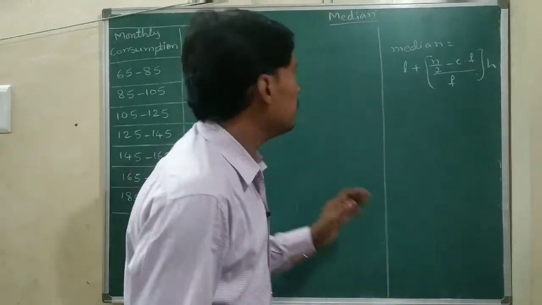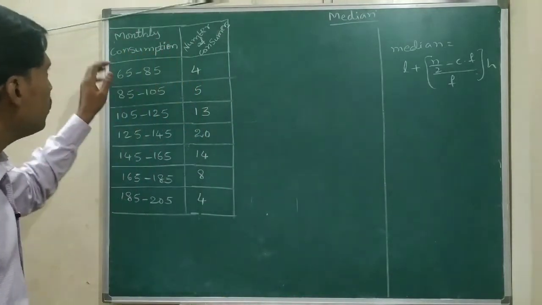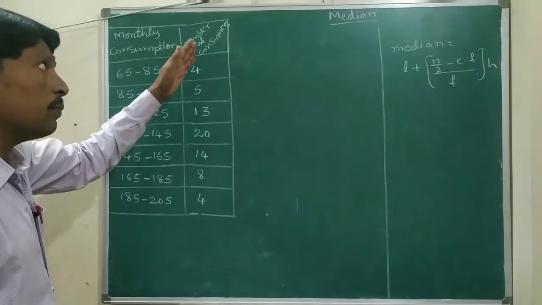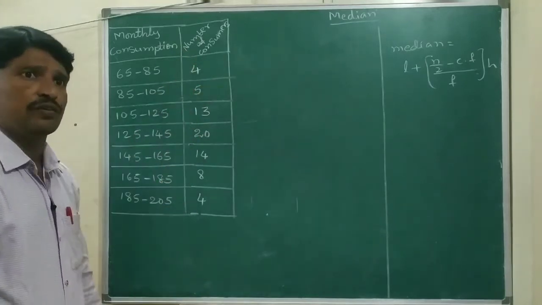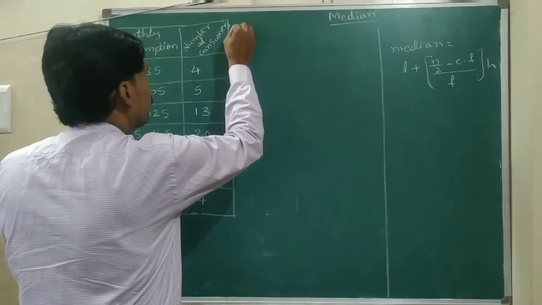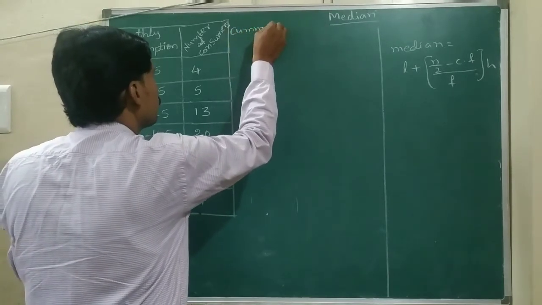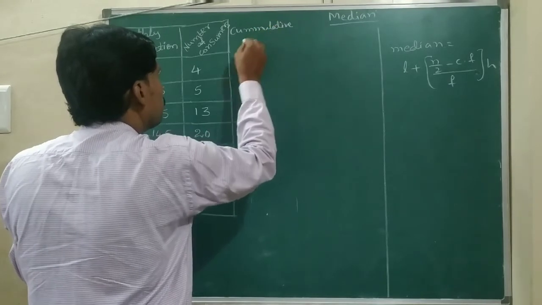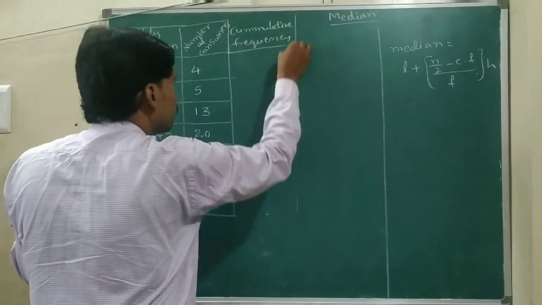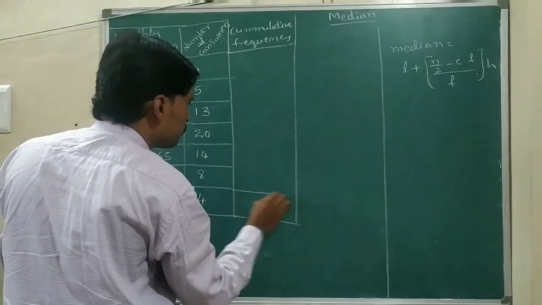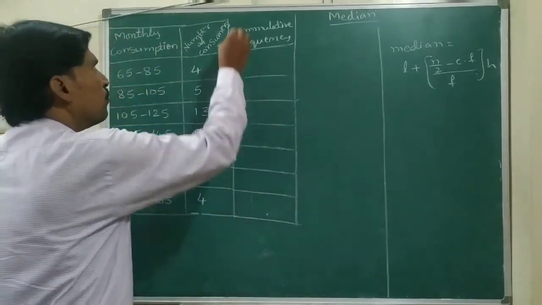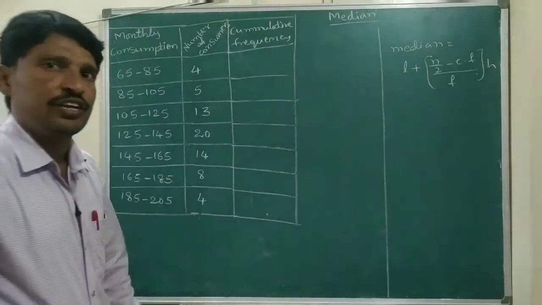Now I have already written the data in the table. Monthly consumption we are taking as class intervals. Number of consumers we are taking as frequency. Now one more column we need to take, that is cumulative frequency. Cumulative means step by step we need to add.